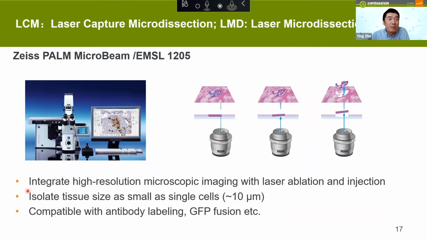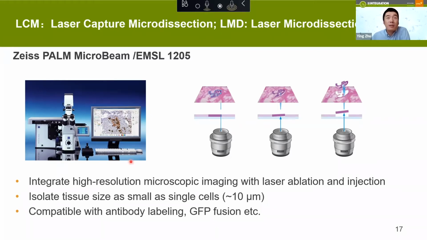LCM just looks like a microscope. Actually, it integrates high resolution microscopic imaging with laser ablation and ejection. So we can isolate tissue as small as a single cell. We can cut a very, very small size of tissue. Also, it's compatible with antibody labeling or GFP fusion technology. We have a 4-channel fluorescence to identify the cell of interest.